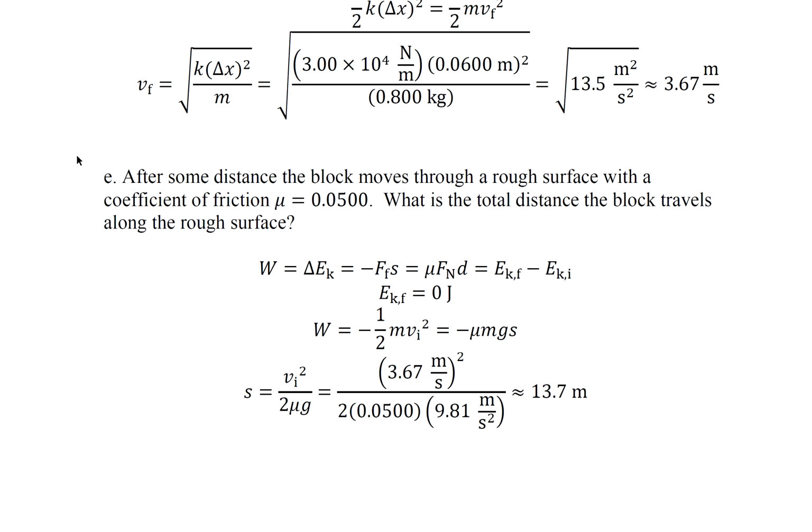Part E, after some distance, the block moves through a rough surface with the coefficient of friction 0.05. What is the total distance the block travels along the rough surface? Remember, work is equal to change in kinetic energy, which is equal to minus force of friction times distance. Now, we have not learned this equation yet. Hopefully we will in a future video. So work is equal to the change in kinetic energy.